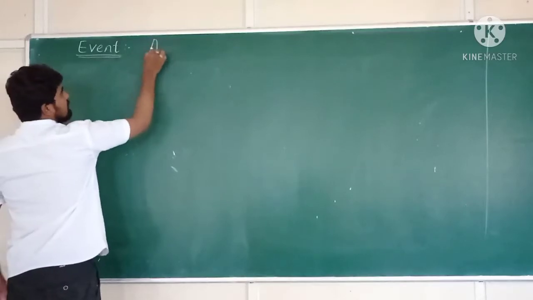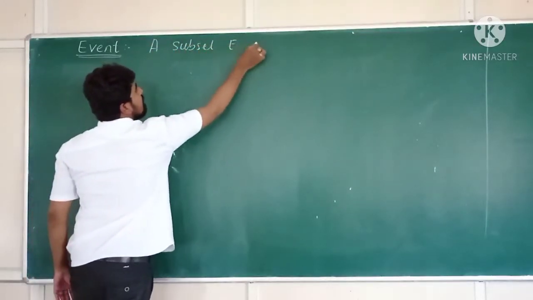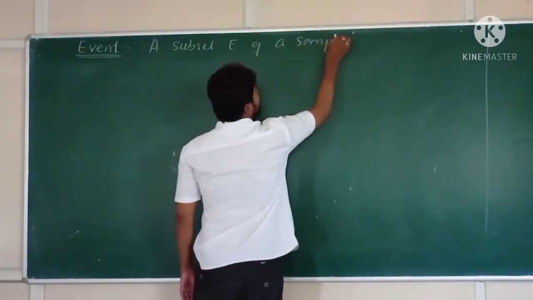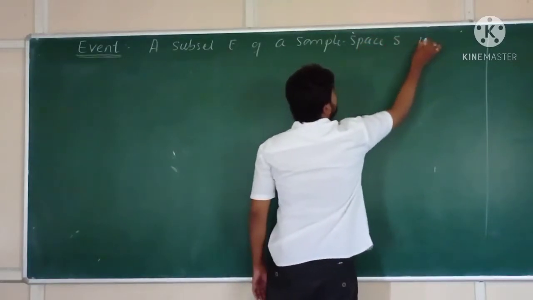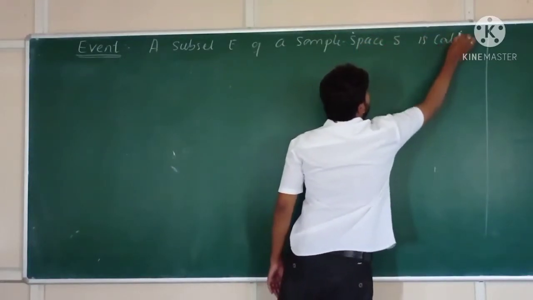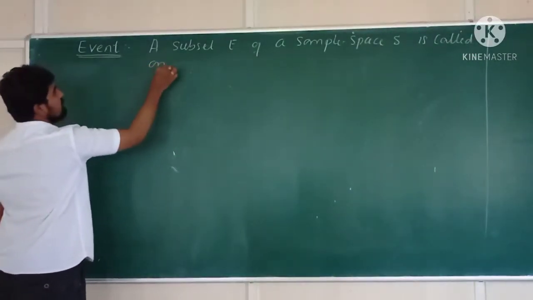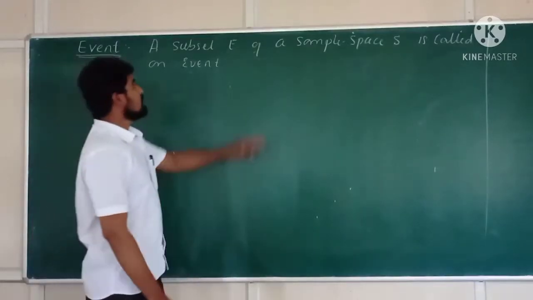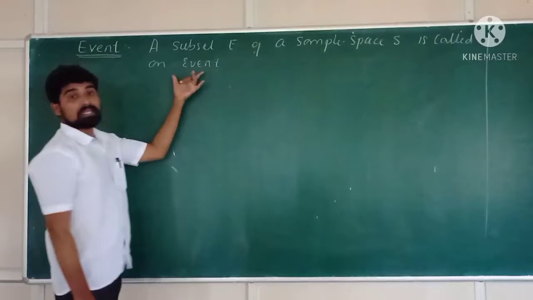A subset E of a sample space S is called an event. Any subset E of the sample space S is called an event.